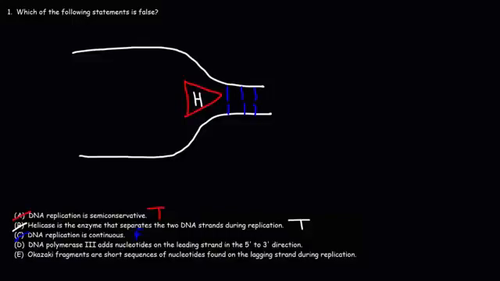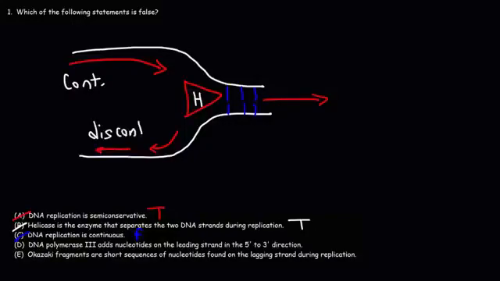DNA replication is semi-discontinuous, or you could say semi-continuous. The leading strand is produced continuously in the direction of the replication fork. The lagging strand is produced discontinuously in the opposite direction of the replication fork. Because the leading strand is produced continuously and the lagging strand is produced discontinuously, overall, DNA replication is said to be semi-discontinuous.